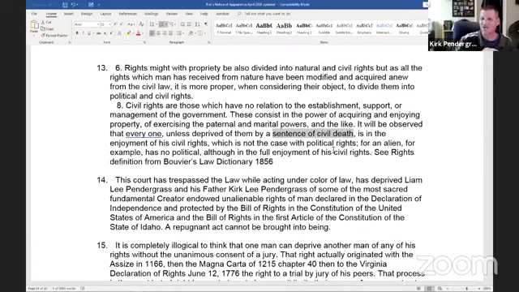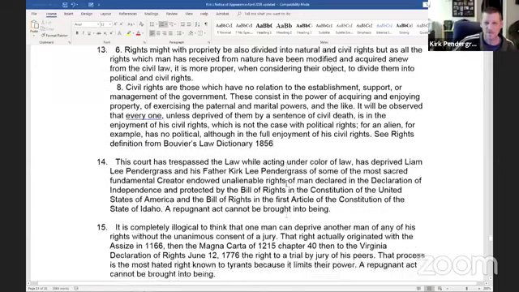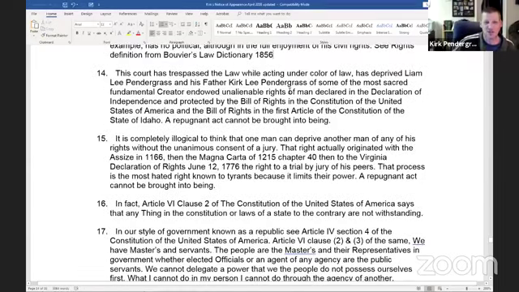Political rights have to do with who? Not aliens, not illegal immigrants. They don't have the political right to vote. For an alien, for example, has no political rights, although in full enjoyment of his civil rights. Okay? The court has trespassed the law. This is all my other stuff here.